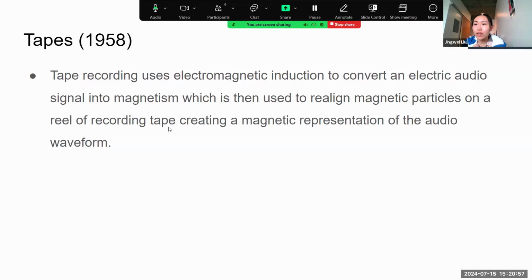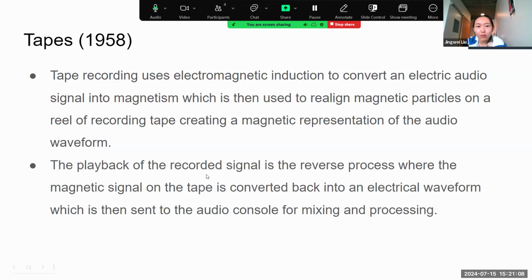Therefore, your sound is recorded on the cassette tape as magnetic patterns. The playback of the recorded signal is the reverse process, where the magnetic signal on the tape is converted back into an electrical waveform, which is then sent to the audio console for mixing and processing, right?